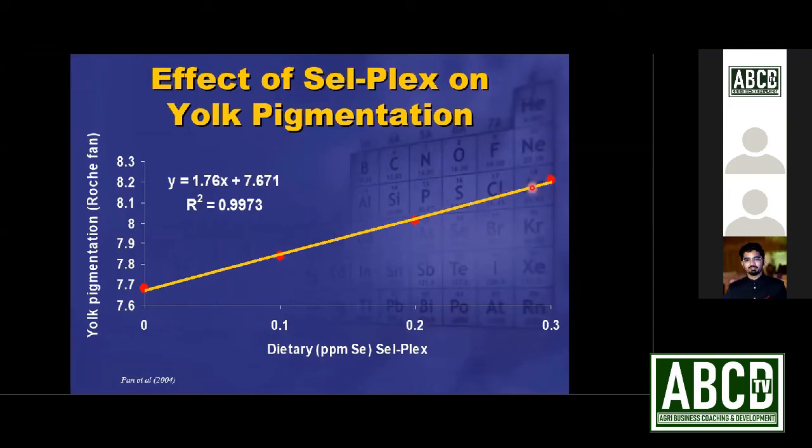I don't know about your country, but there are some countries where the yolk needs very high pigmentation, for example Mexico, in which if you do not have a yolk like orange, the client wouldn't buy that type of egg.